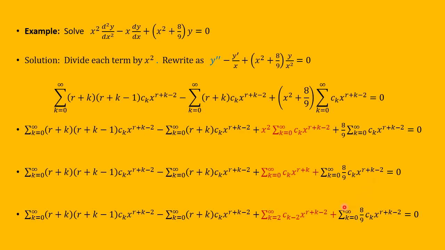If you look at what we have on this last line, we're still in pretty good shape. x to the r plus k minus 2 occurs here. x to the r plus k minus 2 appears here. x to the r plus k minus 2 appears here, and also here. The same exponent of x in each of these infinite series representations.